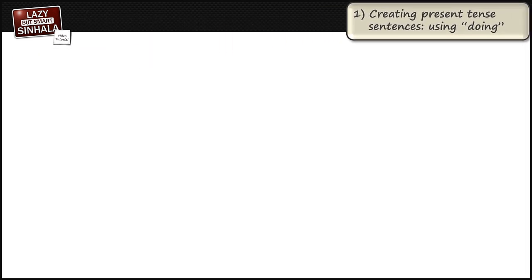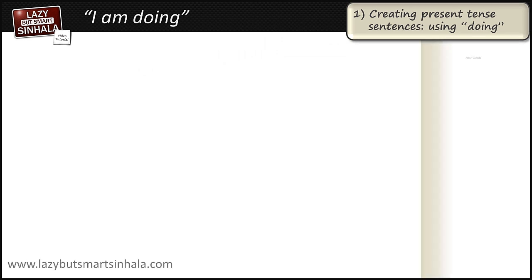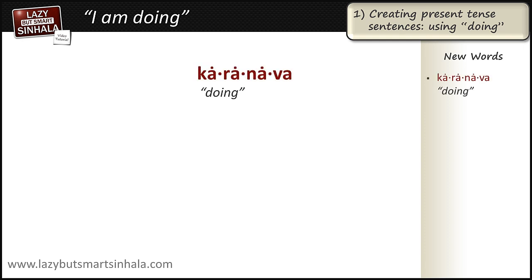Section 1. Creating present tense sentences using doing, learning to say I am doing. The first verb we'll look at is the verb doing. There's a sneaky reason why I've chosen doing, and it'll become clear to you by the end of section 2. The Sinhala word for doing is karanava. Karanava. Just in this episode alone, we'll be using it around 40 times, so remembering it will be completely effortless for you. Let's learn how to create the sentence I am doing.